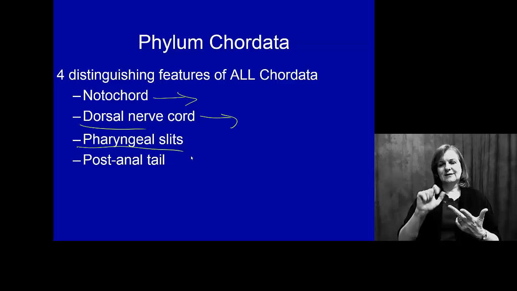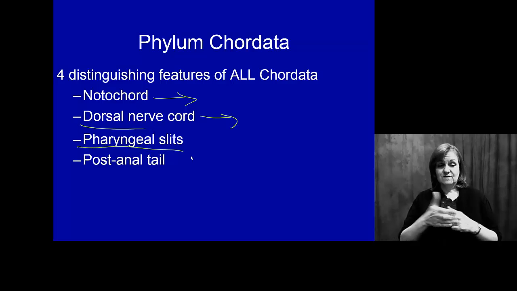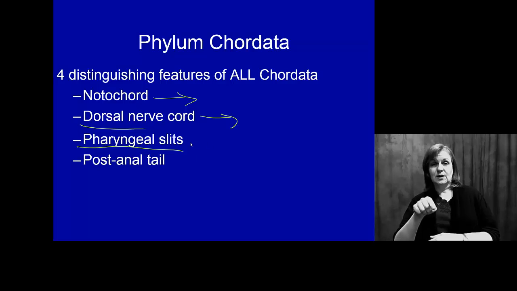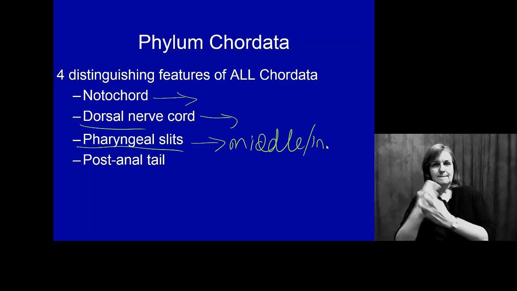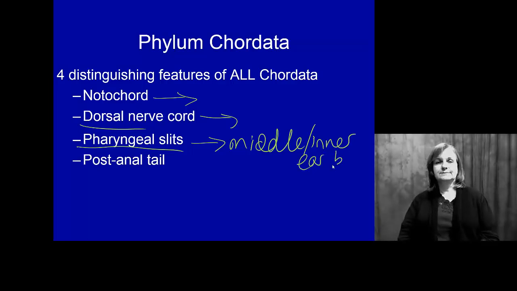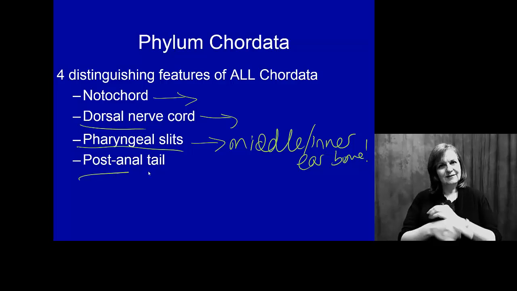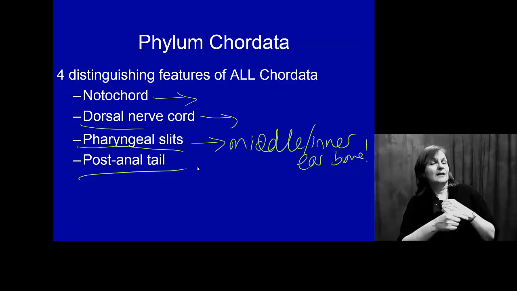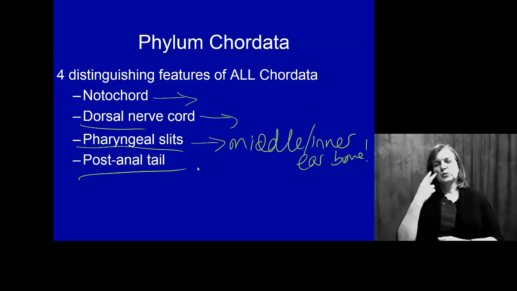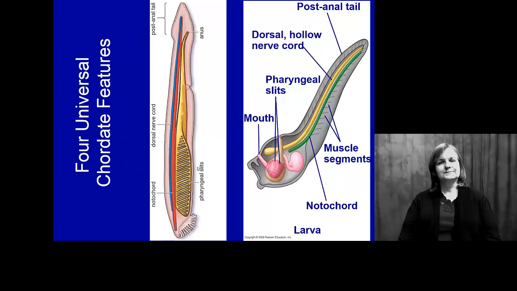Pharyngeal gill slits, or pharyngeal slits. In fish, we'll talk about them associated with gills. That's where they get their name. But in you, we actually talk about them becoming middle and inner ear bones. This is kind of fun. And a tail. Now, before you say, but I don't have a tail, I disagree. We'll look at your tail.